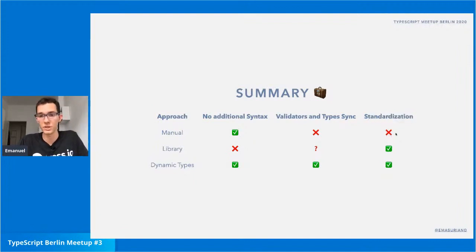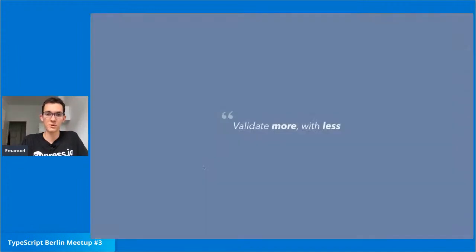You need to create your own standard inside your team. And then when you jump into a library, normally there is a way to do it. And this is very funny, because dynamic types, given that they're using a library under the hood, have this point covered. So overall, of all these approaches, the one I really recommend going with is dynamic types. I just want to close with this phrase: validate more by doing less.